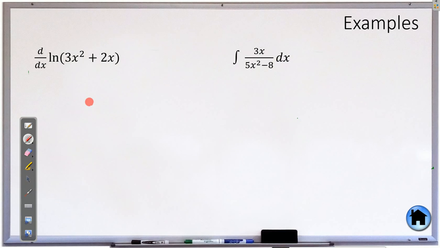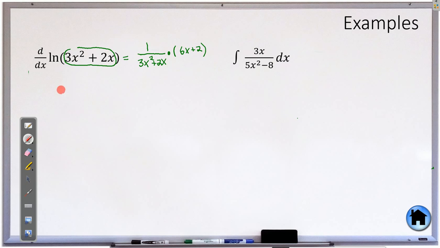So let's start with a derivative. So this is going to be a chain rule because we have an outside function, natural log, and we have an inside function, 3x squared plus 2x. So take the derivative of the outside. The derivative of natural log is 1 over whatever is in here. So the inside stays the same. So that will be 3x squared plus 2x times the derivative of the inside. The derivative of the inside here, I'm going to put it in parentheses, is 6x plus 2, it looks like.